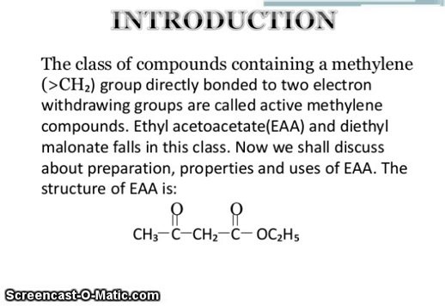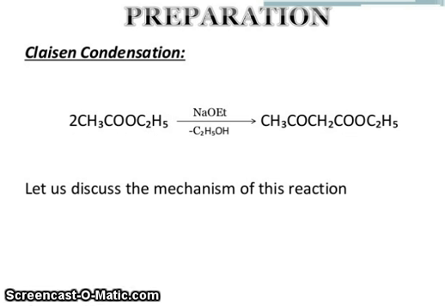Now we shall discuss the preparation, properties and uses of ethyl acetoacetate. The structure of ethyl acetoacetate is shown. What is the preparation? Claisen condensation. You can see here two molecules of ethyl acetate in presence of sodium ethoxide give ethyl acetoacetate.